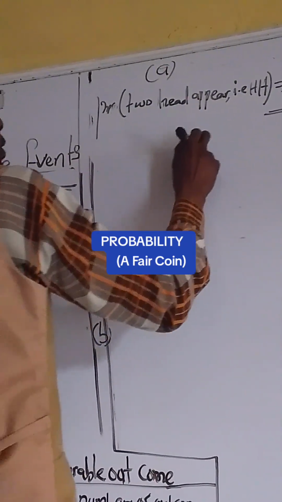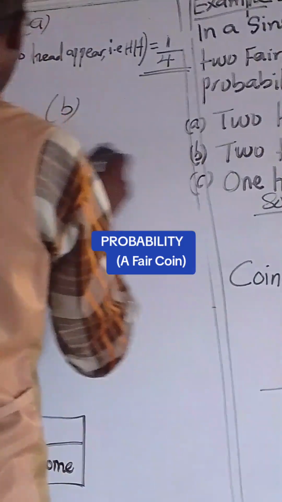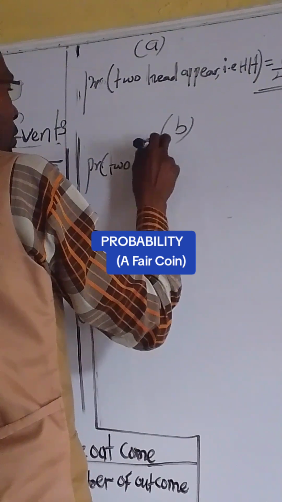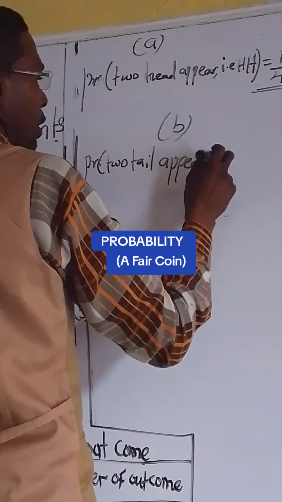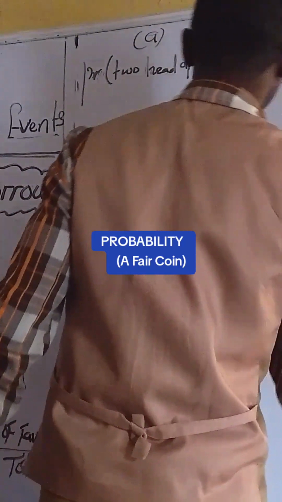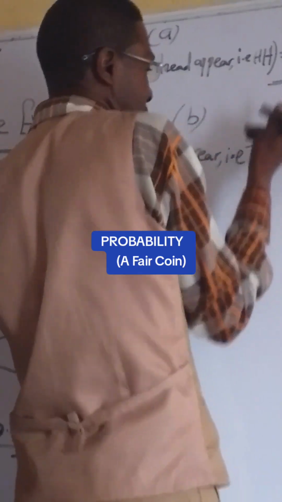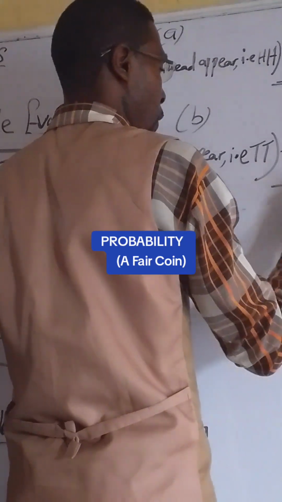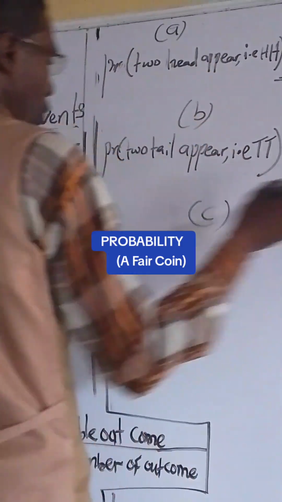Then B, we have the probability that 2 tails appear. You will see that this is 2 tails, TT. The number of TT is 1, over the total, which is 4.